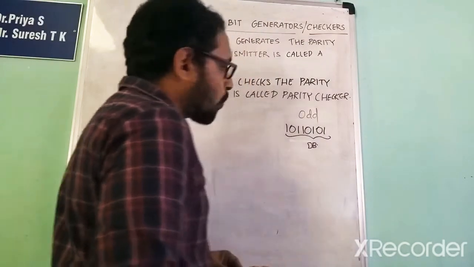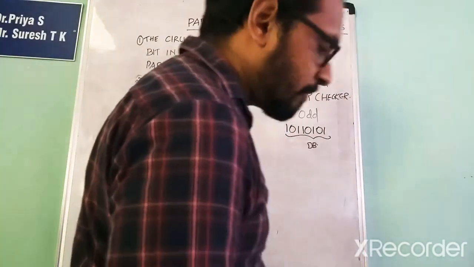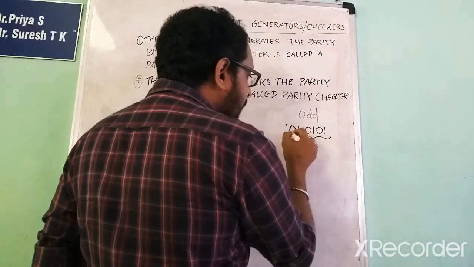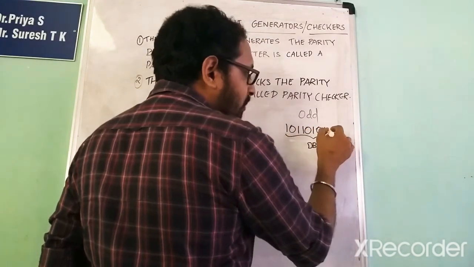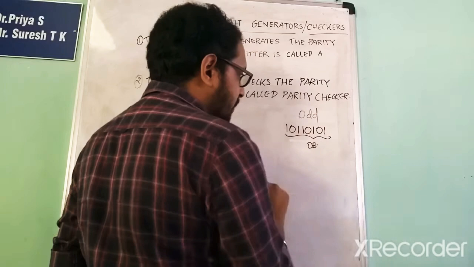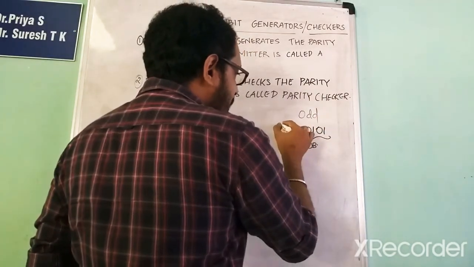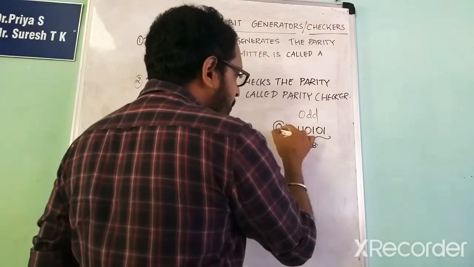When it's odd parity, there is already an odd number of ones in this particular set, right? There are 5 ones, so we add the parity bit as 0. 0 will be the parity bit here.